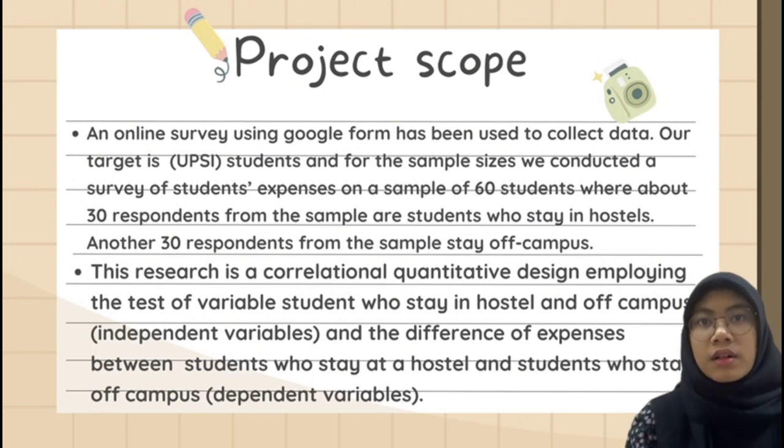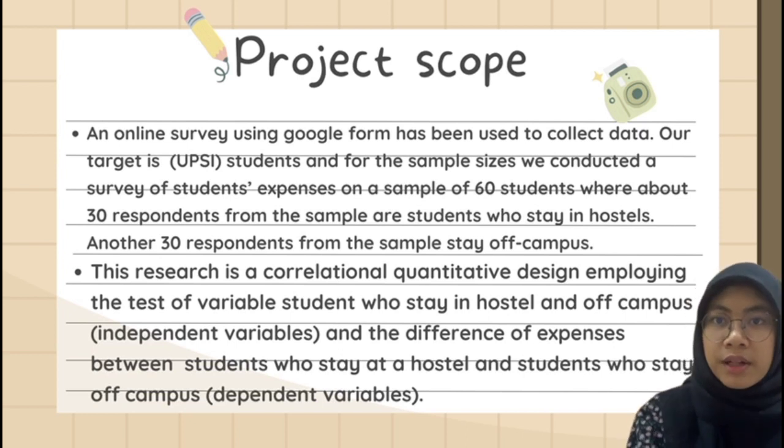This research is a correlational quantitative design employing the test of variable students who stay in hostel and off campus, which is the independent variable, and the difference of expense between students who stay at the hostel and students who stay off campus as the dependent variable.